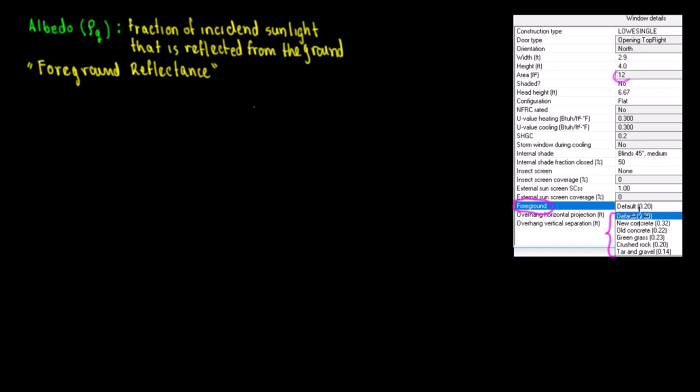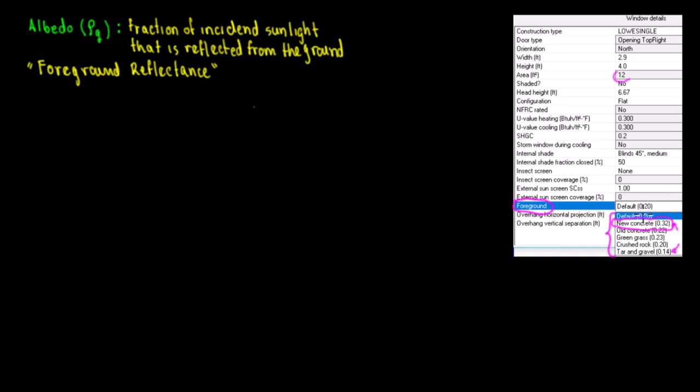So you can have a default 0.20, you can have new concrete, you can have tar and gravel. As you can see in here, there is less reflectance, 14%, on tar and gravel, and we have more reflectance when you have new concrete, 32%, for example. If you're doing heat load calculations, you can consider putting 0.2, but if you are doing a worst case scenario, you can increase the heat load by selecting new concrete. New concrete is 0.32.